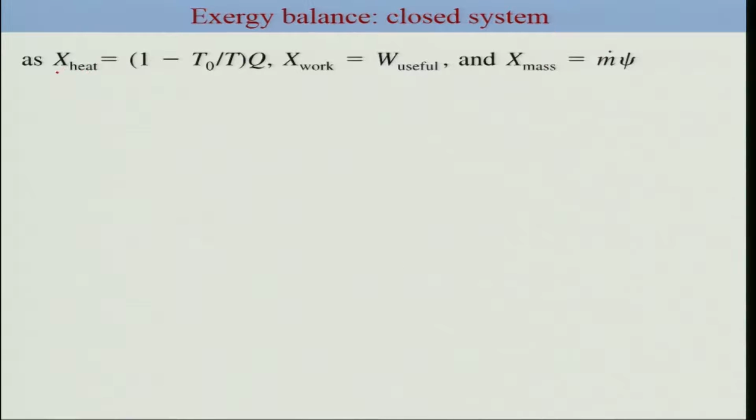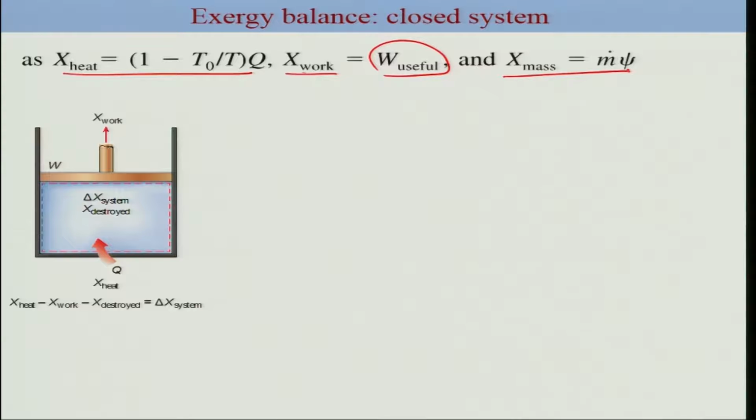Now, exergy of the heat is now very clear that we write in this form. Exergy of work would be useful work. Now, this would be W for shaft and electrical work, otherwise this will be W minus W boundary for the boundary work, where the system involves boundary work, and this X mass is simply mass times the exergy of the flowing fluid, okay.